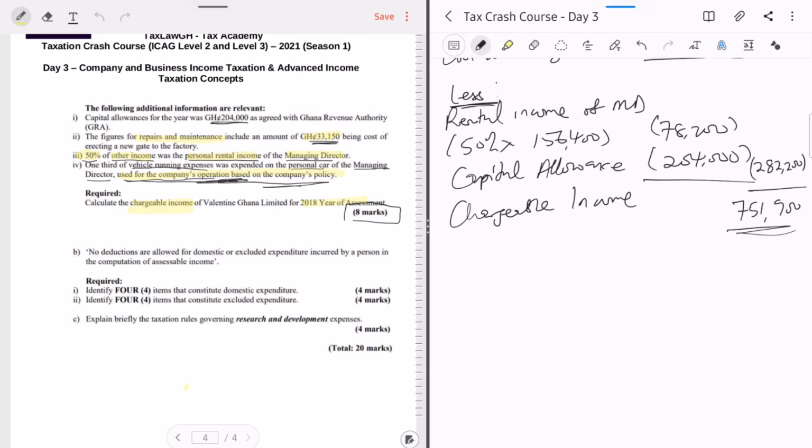Now let's look at the final questions, which are nothing big. Once again, they are both testable for level 2 and level 3. So B, no deductions are allowed for domestic or excluded expenditure incurred by a person in the computation of assessable income. Required, identify 4 items that are domestic expenditure for 4 marks. Identify 4 that constitute excluded expenditure. Ladies and gentlemen, if you go to section 130 of the Income Tax Act, the full list is there, right?